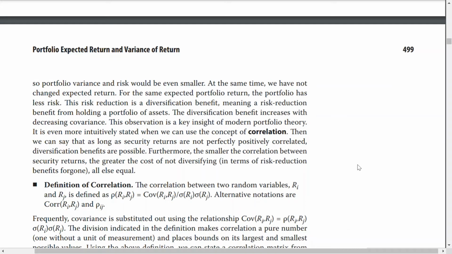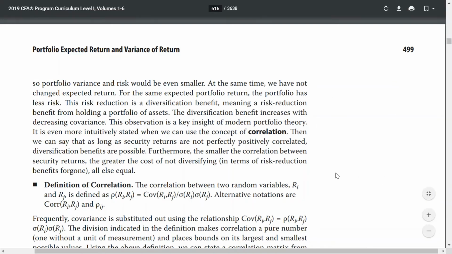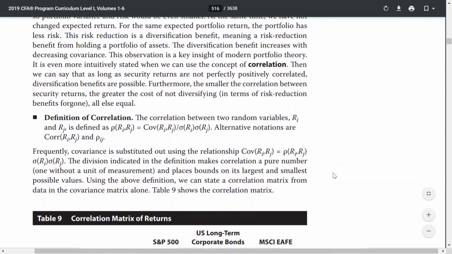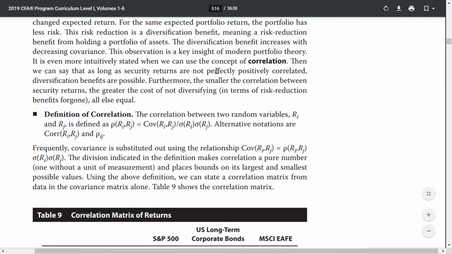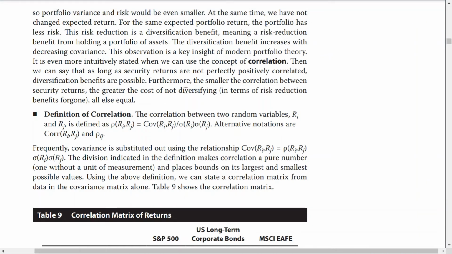This risk reduction is a diversification benefit, meaning a risk reduction benefit from holding a portfolio of assets. The diversification benefit increases with decreasing covariance. This observation is a key insight of modern portfolio theory. It is even more intuitively stated when we use the concept of correlation. Then we could say that as security returns are not perfectly positively correlated, diversification benefits are possible. Furthermore, the smaller the correlation between security returns, the greater the cost of not diversifying in terms of risk reduction benefit foregone, all else equal.